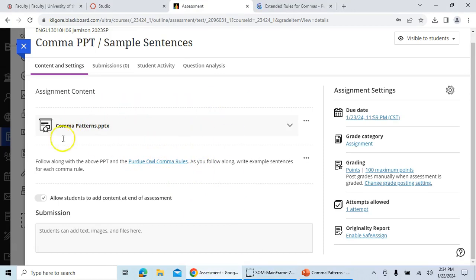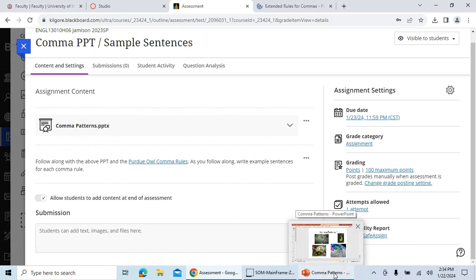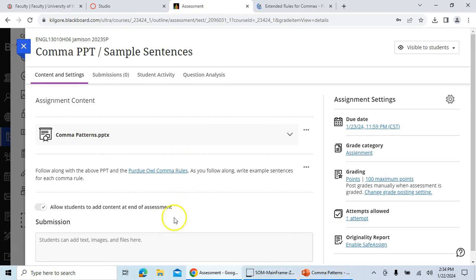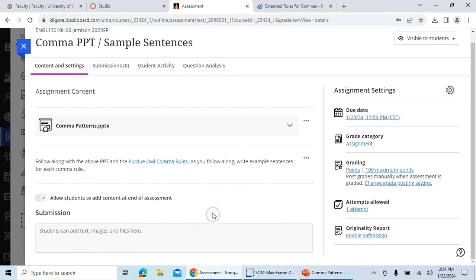While I'm going through the PowerPoint, and only the PowerPoint, I'm going to show you 6 different sentence structures that use commas. And what I want you to do to receive credit for this assignment is every time that I mention one, I'll tell you to pause the video and go and write an example sentence of that. And you're just going to go to the submission box right here, and you're going to write all 6 of your sentences right here in the submission box.